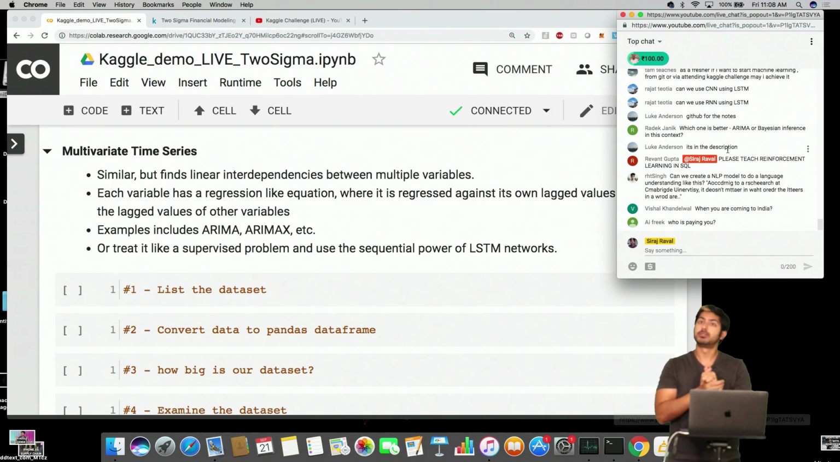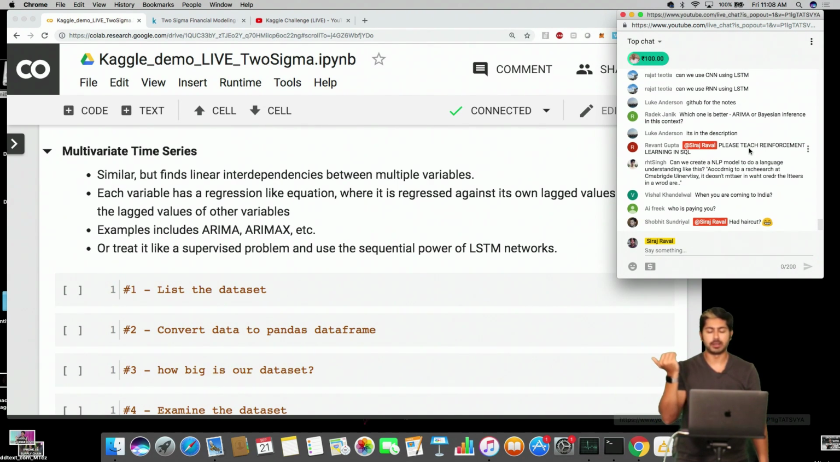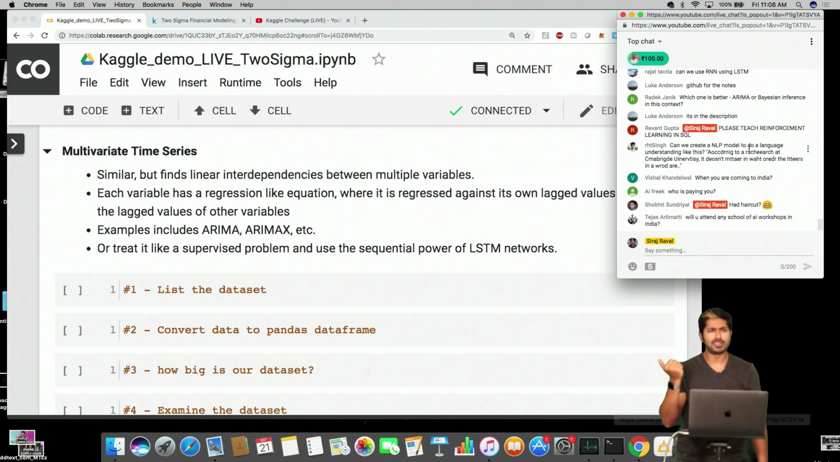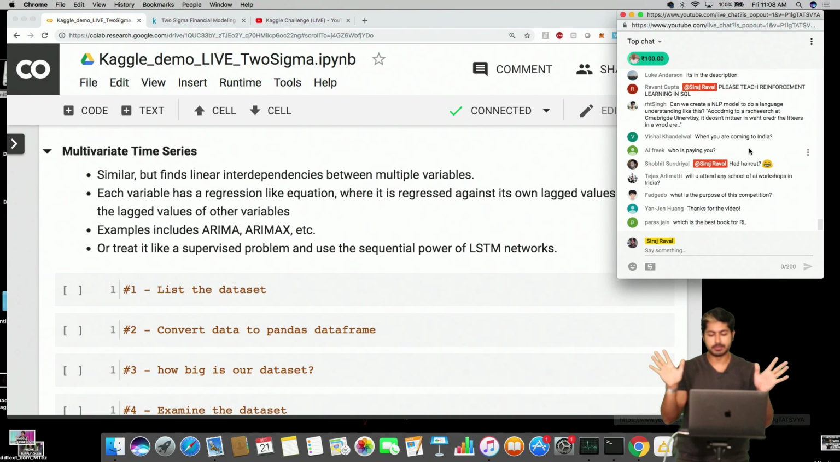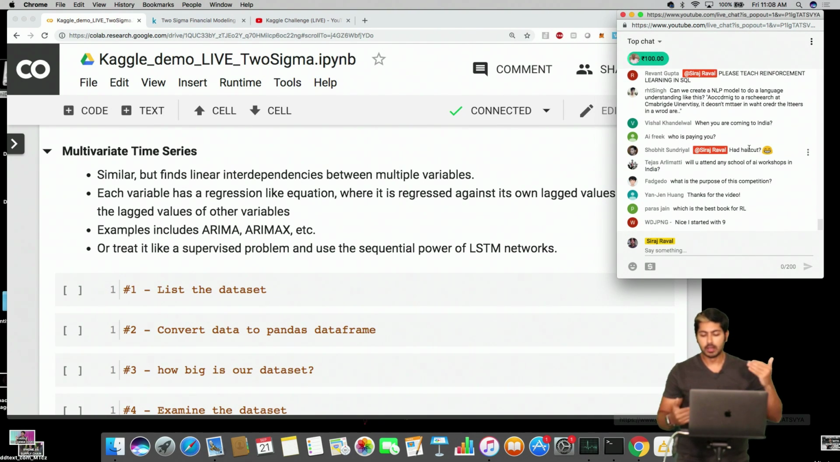Okay, who is paying you? Nobody's paying me. I mean, YouTube ads are paying me. Patreon, you guys are paying me. To do this, nobody's paying me. Kaggle, nobody's paying me. I would have to say that if somebody was paying me.